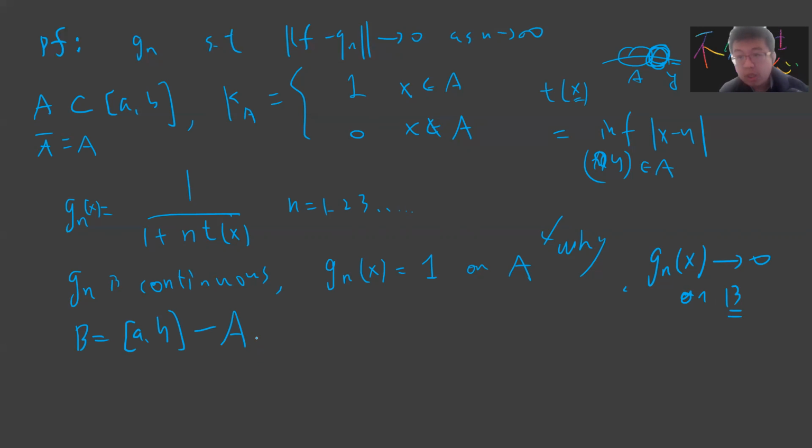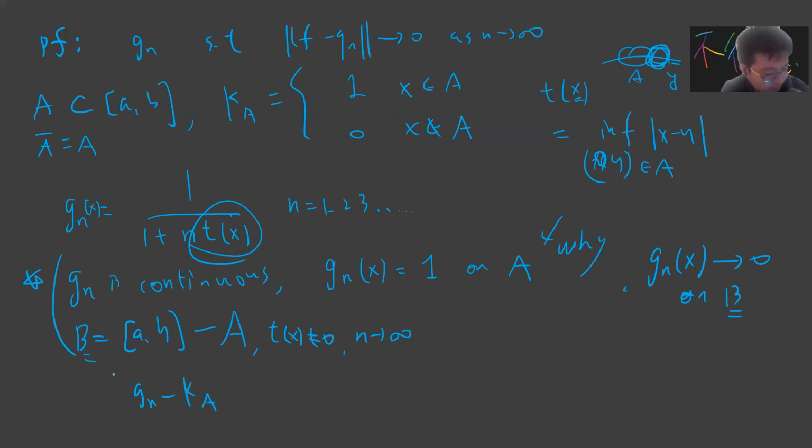Okay, why? Because when you go to B, this is closed, so T of X will be non-zero. So if you take n to be infinity, then this guy will be infinity. Okay. So all these are very, very simple. It's amazing that you can use this simple thing and construct the proof. Okay, so you can prove that the Gn minus Ka, because now you already have this, so we can prove this.